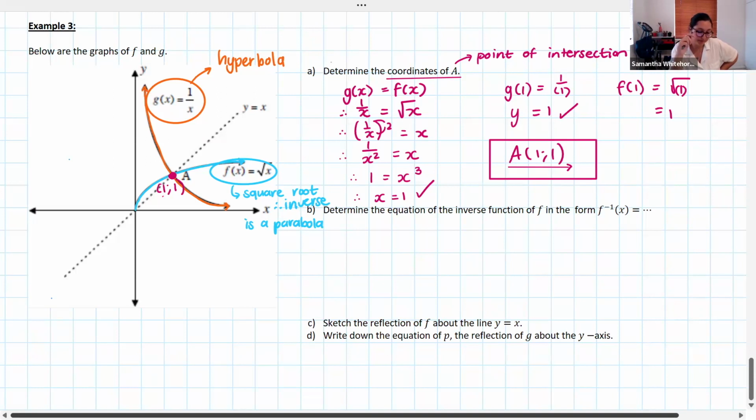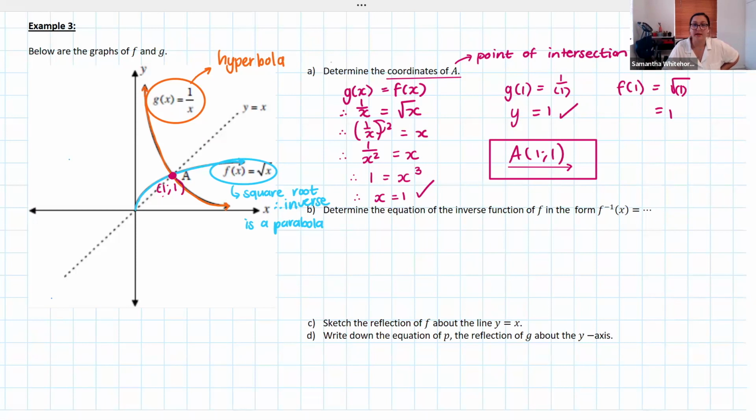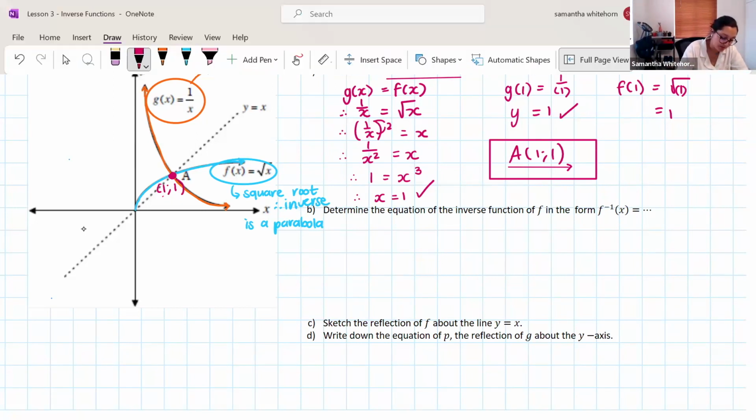That's awesome. Question B says, determine the equation of the inverse function of f in the form f to the negative 1 of x equals blah, blah, blah. And I said to you, when we went through the graphs and we looked at it, if I give you an exponential, a log, a parabola, or a root function, 99% of the time, somewhere you're going to be asked for the inverse. And this is exactly what's happened. So we now need to find the inverse of this function.